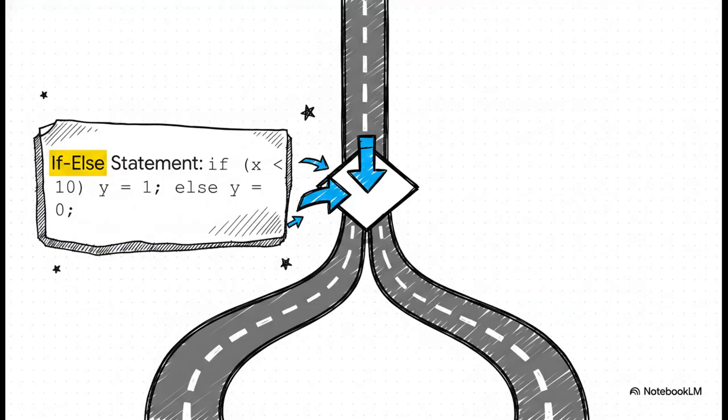An if-else statement, now that is a perfect example of a crossroad in your code. Depending on some condition, the program's execution is going to follow one path or it's going to follow a completely different one. It's a fork in the road.